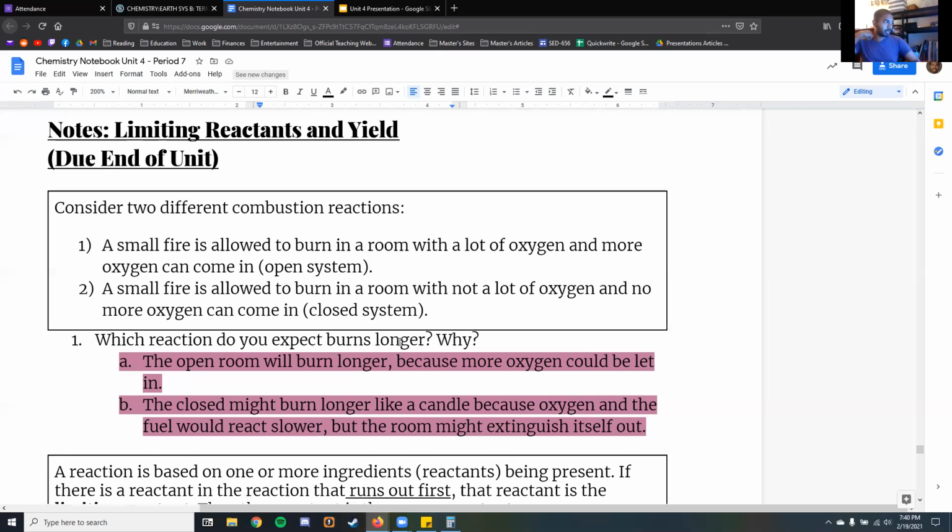And so the question was asked, which would burn longer, a fire in an open room or a fire in a closed room? And so the closed room would burn itself out because it just eats up all the oxygen, while the open room would burn all the way down to ash because oxygen is there aplenty.